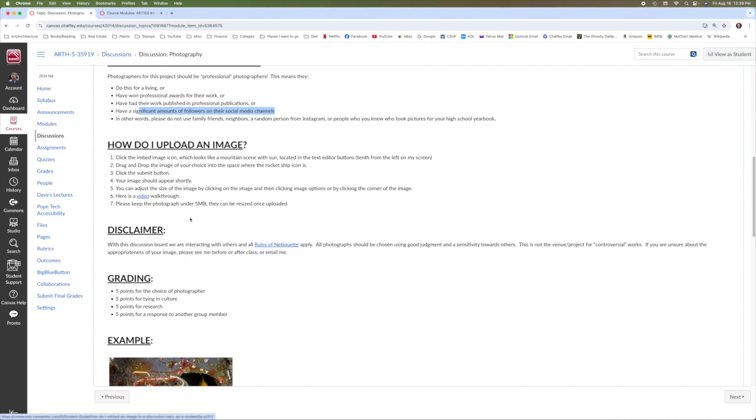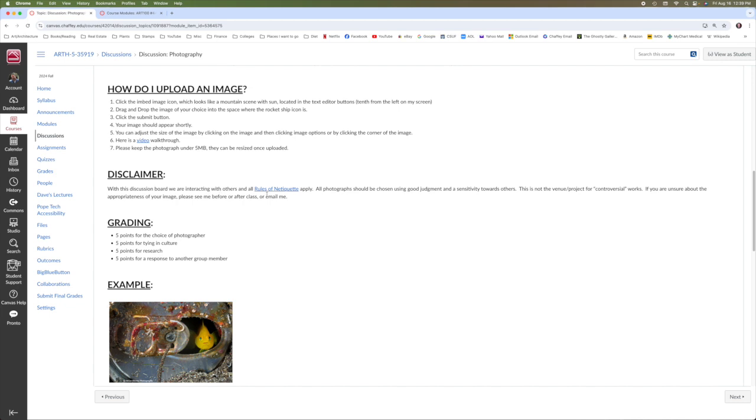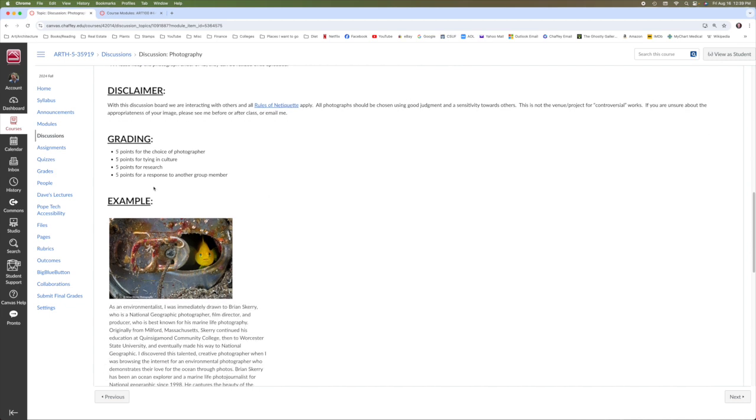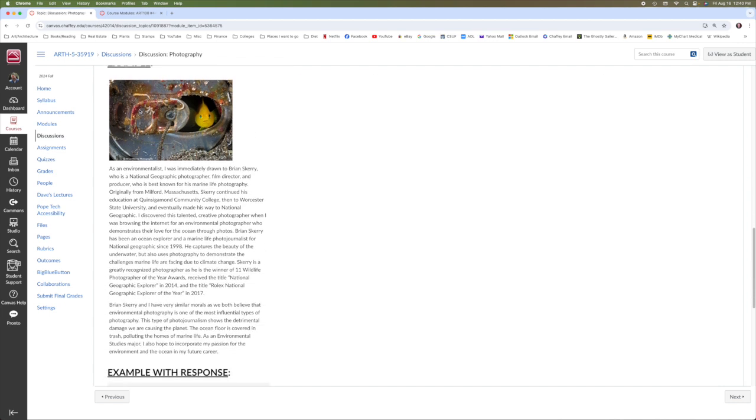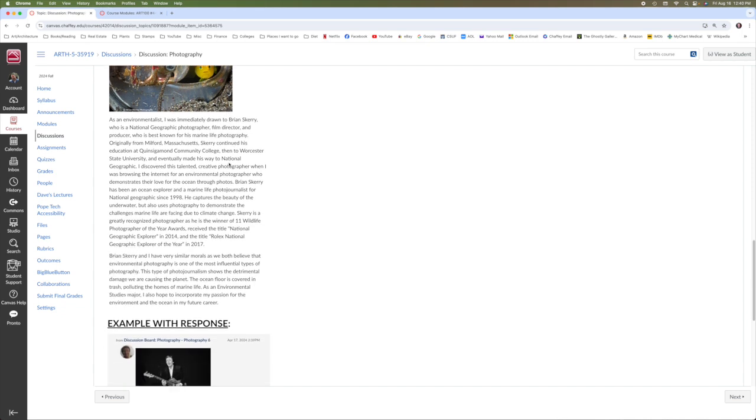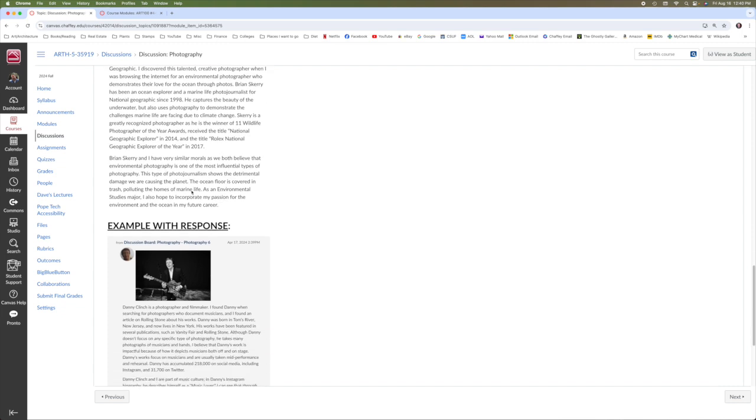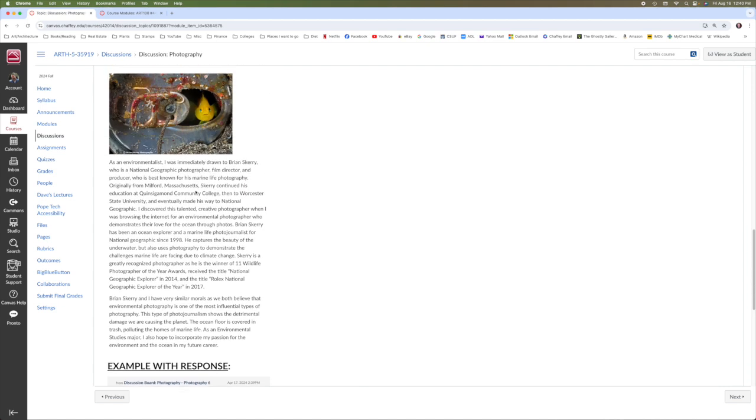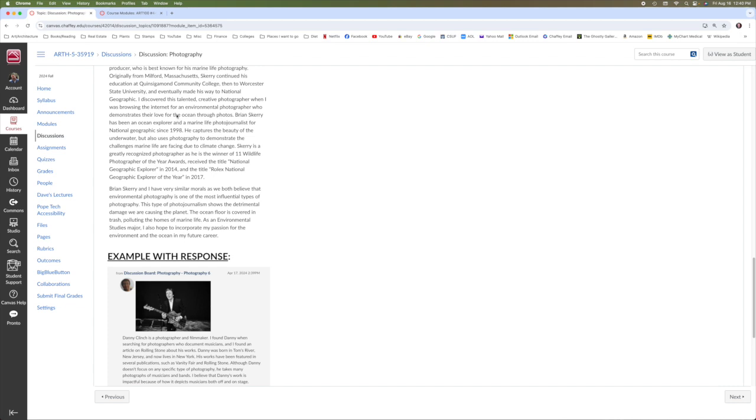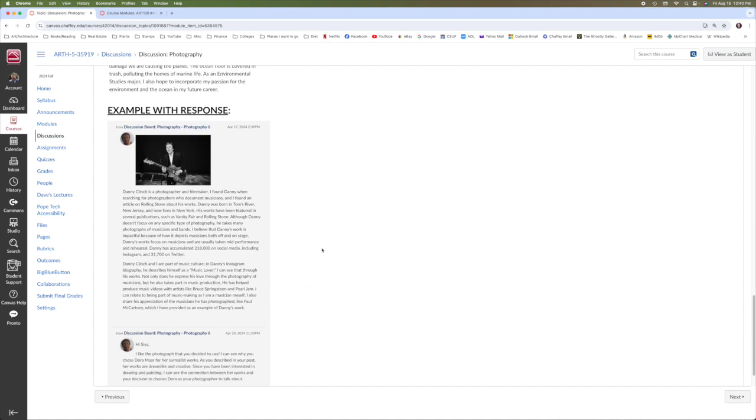Information on uploading an image, a disclaimer on netiquette, the breakdown for grading: 5 points for photographer, 5 points for culture, 5 points for the research you put in, 5 points for the response to another group member. An example here: perfect image, great paragraph, lots of information and research made on this particular artist, and also a separate paragraph on culture. Again, you're looking at a 2-paragraph project, one on research, one on culture.